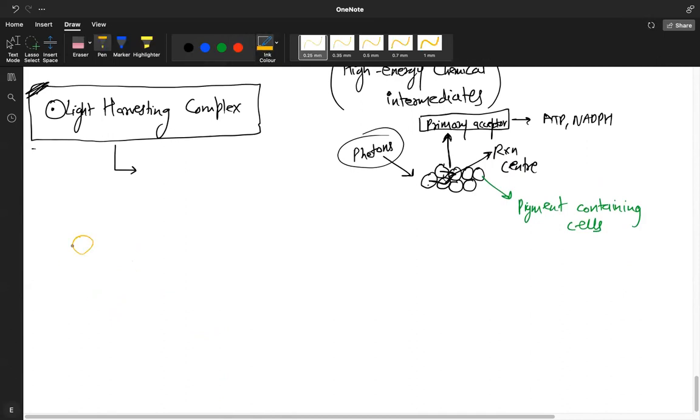Let me start from here. So we have the sun, from where comes the sunlight, which is the energy, and it first falls on these light harvesting complexes. I'm writing it as LHCs, light harvesting complex.